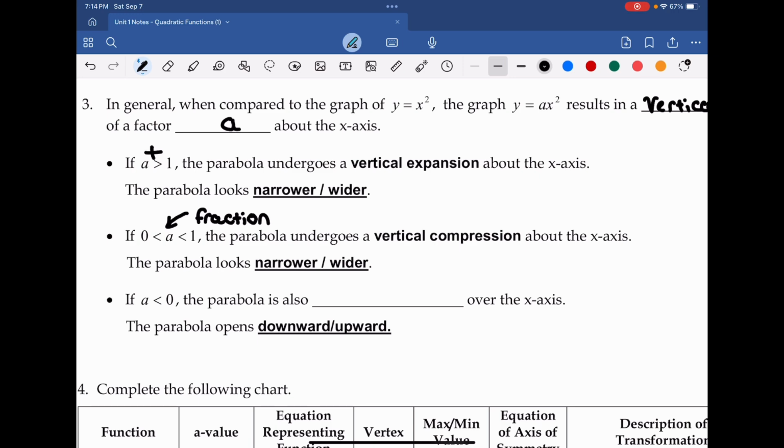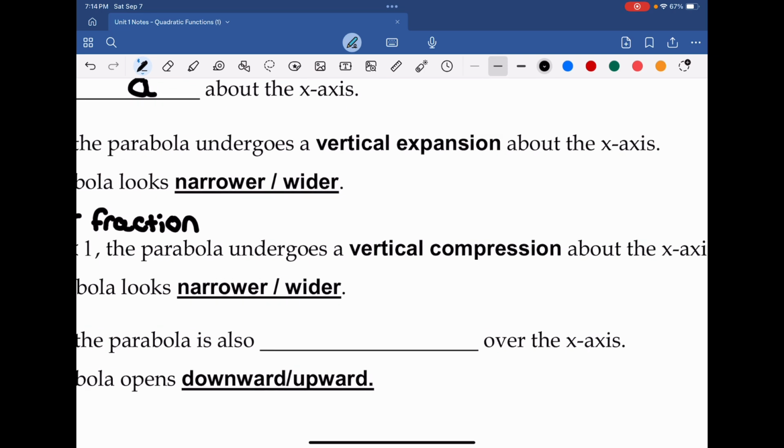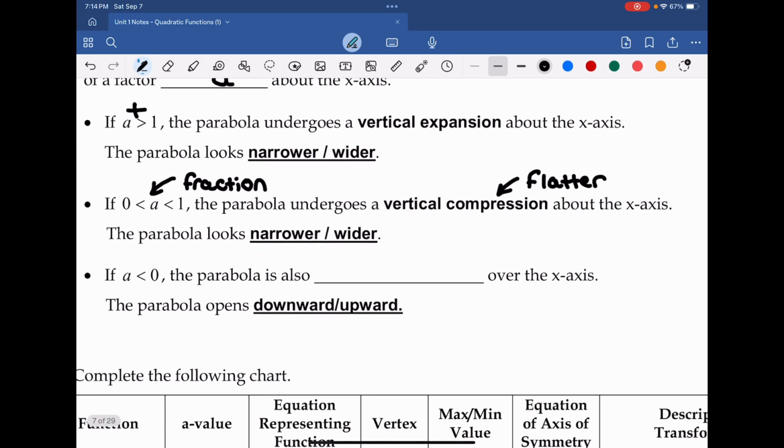It almost looks flatter in a way. So when we say compression, what we're saying is that it looks flatter. It gets compressed against the x-axis and will flatten out. So that was our green graph, the one that was a little lower. It took the original graph and all the values kind of flared out in a way. So if a was greater than 1 and it was positive, it meant that it was narrower. In the last situation, the parabola will look wider.